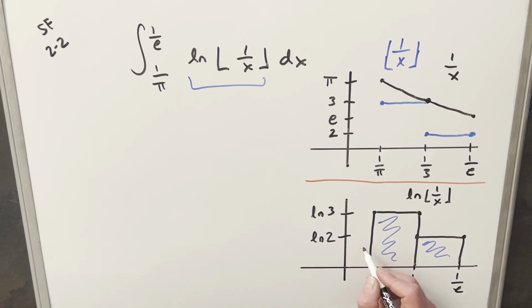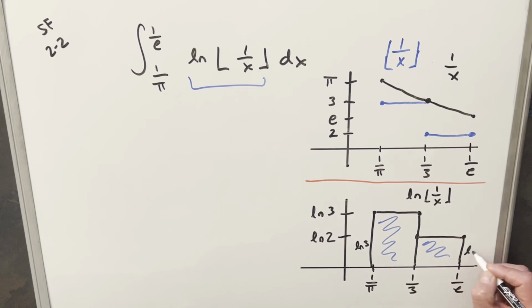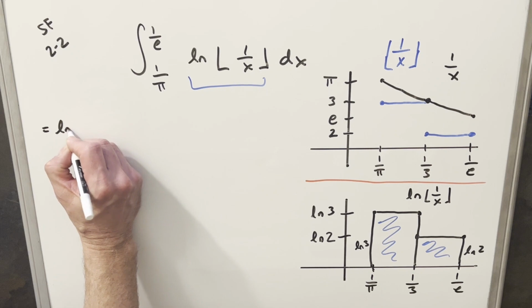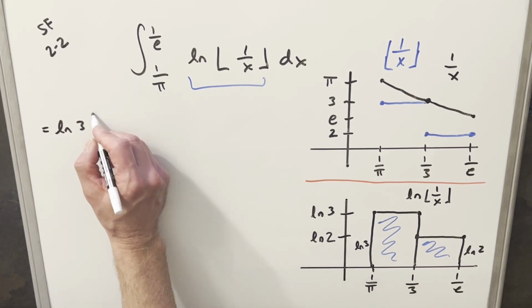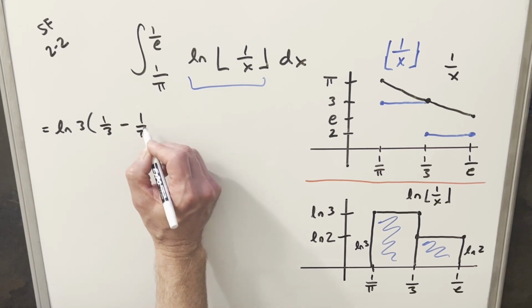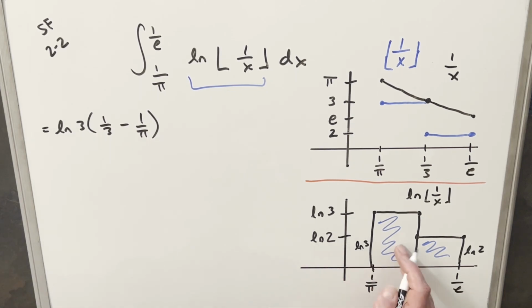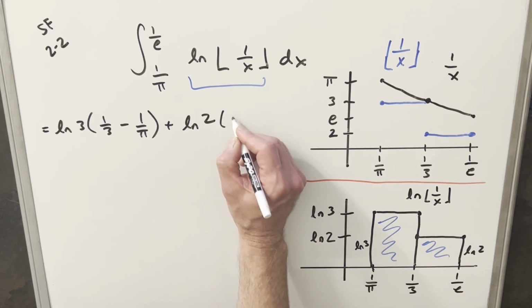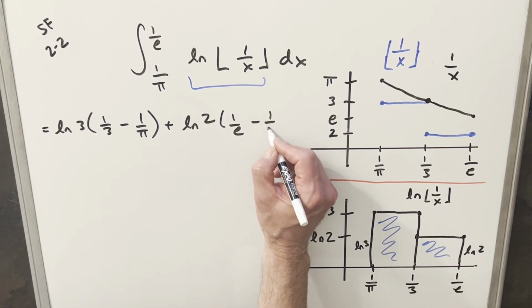Of course, we know the height of each of these. The height of this first rectangle is just ln 3, and this height here is natural log of 2. To calculate these two areas, we just need width times height and add them together. For the first one, we'll calculate natural log of 3, and the width here is just 1/3 minus 1 over pi. That's the area for this rectangle. Then for the second one, we'll add natural log of 2, and we just need to calculate this width, which is 1 over e minus 1/3.